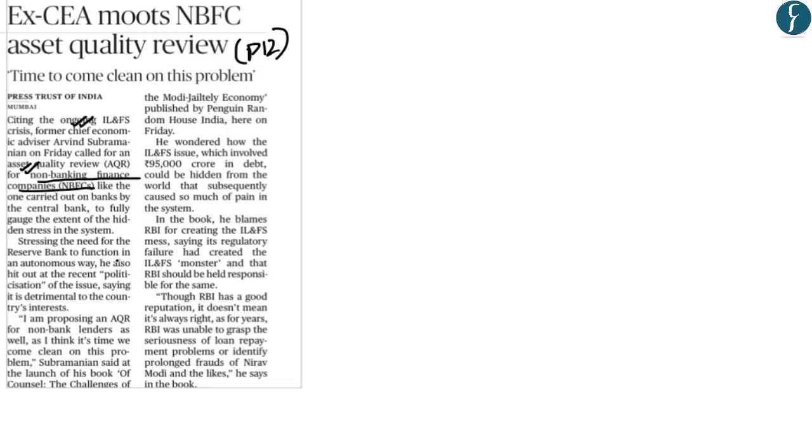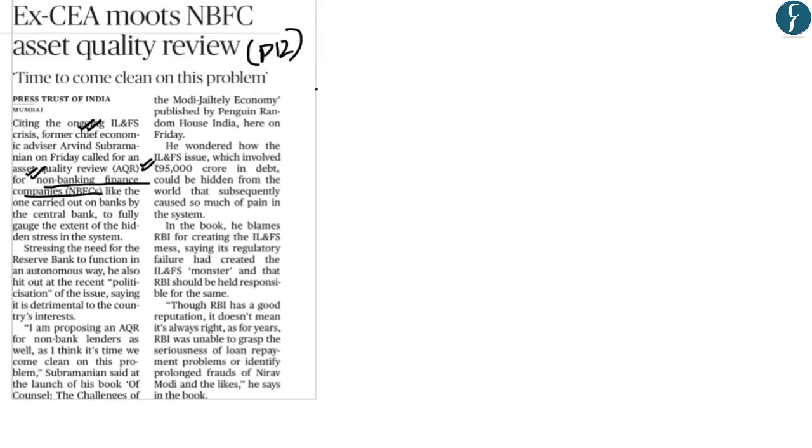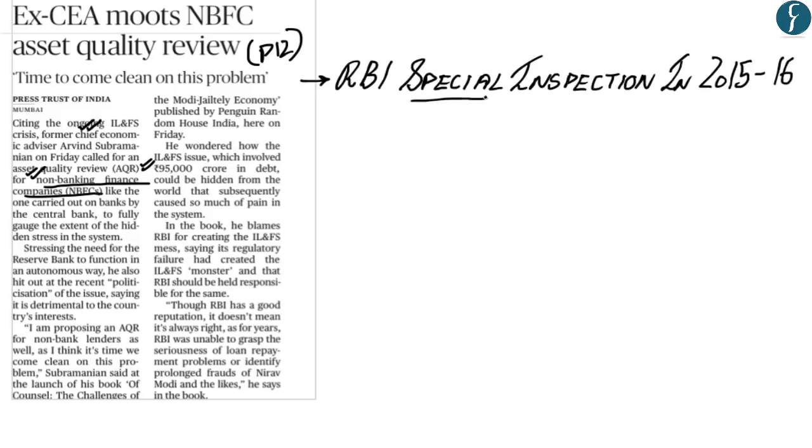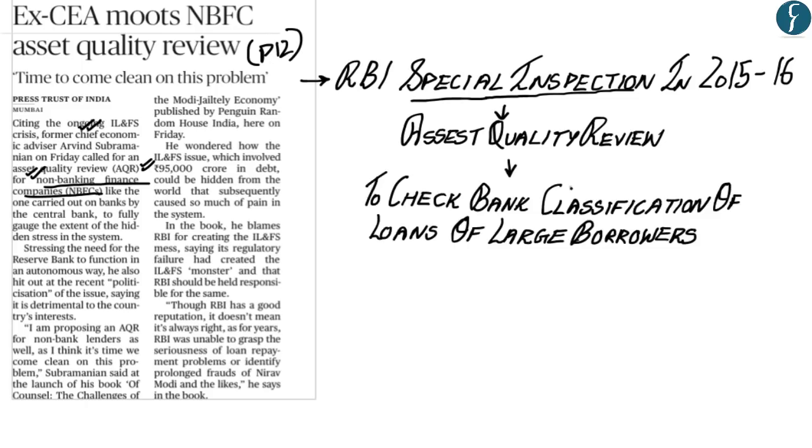Now what you need to understand first from this article is what an asset quality review is. Now what had happened was that the RBI undertook a special inspection in 2015-16. And this special inspection was known as the asset quality review, wherein the RBI inspected the accounts of large borrowers and checked whether they were properly classified by the banks. And what the RBI wanted to do was to make sure that banks were classifying loans which were non-performing as non-performing assets.